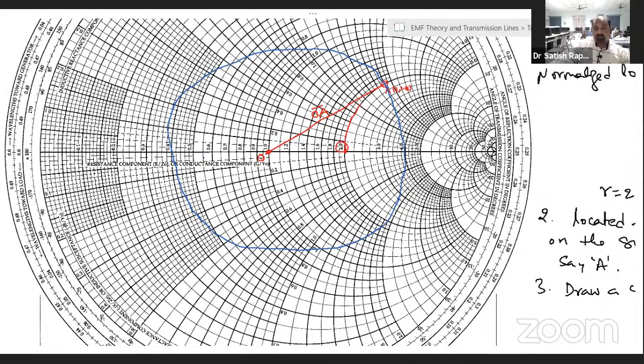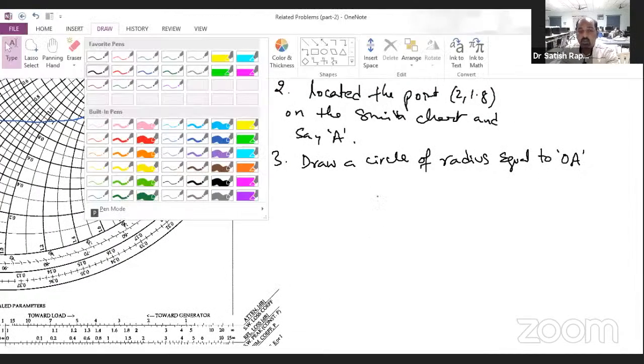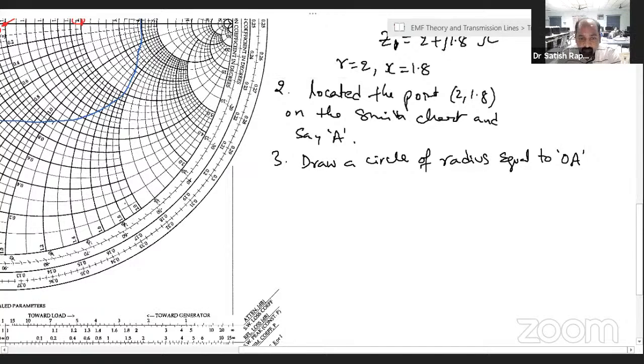But if you have the devices, then you can draw even more perfectly. As I'm drawing on the screen, it is not possible to get a perfect circle, so just imagine that this is a circle of radius OA. So that is the third point: draw a circle of radius equal to OA.